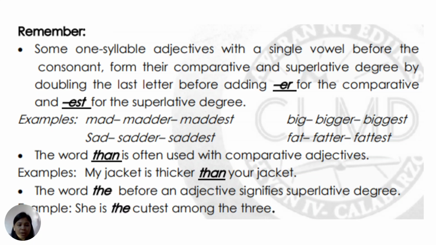The word than is often used with comparative adjectives. Example, my jacket is thicker than your jacket. The word the before an adjective signifies superlative degree. Example, she is the cutest among the three.